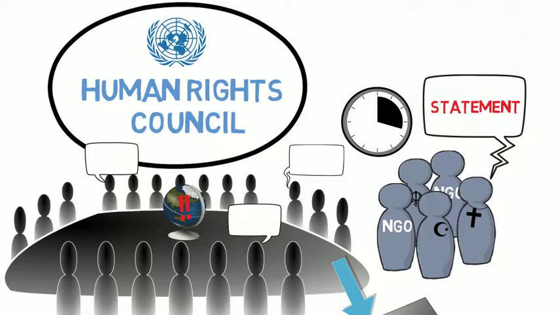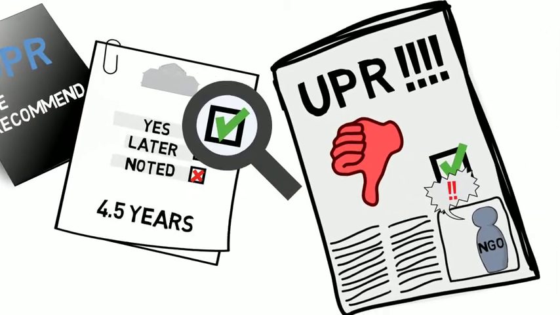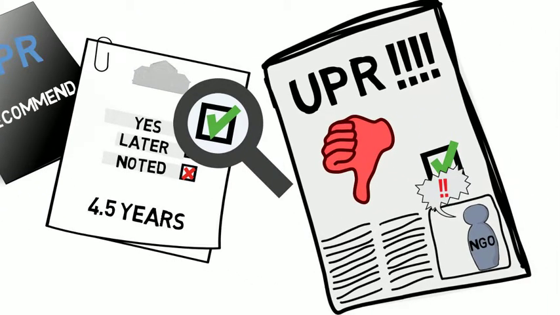After the review session, a report of the Council's recommendations is published, and the government concerned provides a written response by pledging to act on some recommendations, delay action on others, or to just take note of recommendations without pledging any action. During the 4.5 years that follows, the government should implement its pledges. Civil society can monitor this, and both the Council's recommendations and the government's pledges are useful in advocacy work.